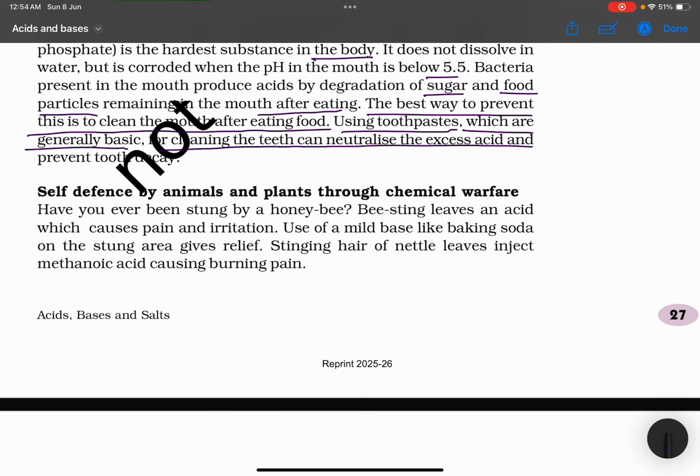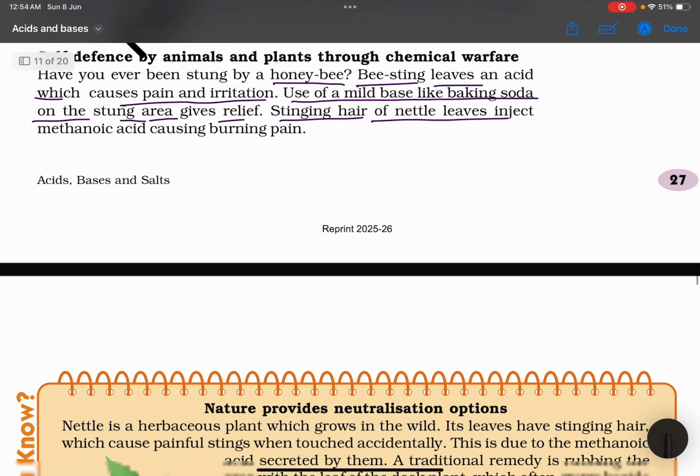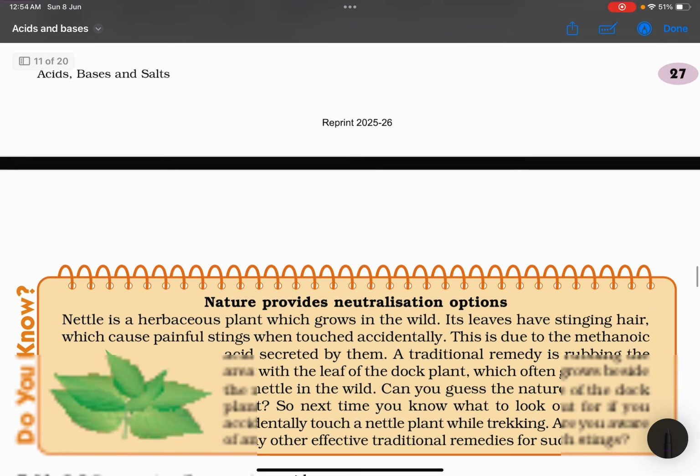Self defense of animals and plants through chemical warfare. Have you ever been stung by a honeybee? It's painful, no? Yes, a bee sting leaves an acid which causes the pain and irritation. Use of a mild base like baking soda on the stung area gives relief. Stinging hair of nettle leaves inject methanoic acid causing burning pain.